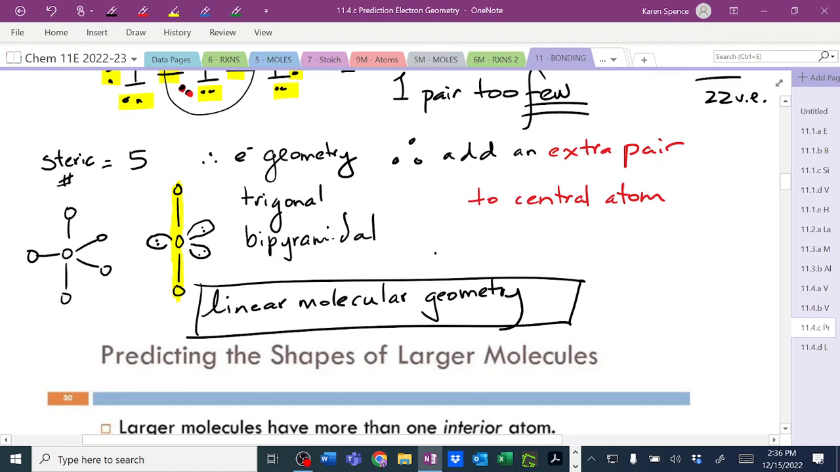Now, you might be called upon to predict the shape of a larger molecule.